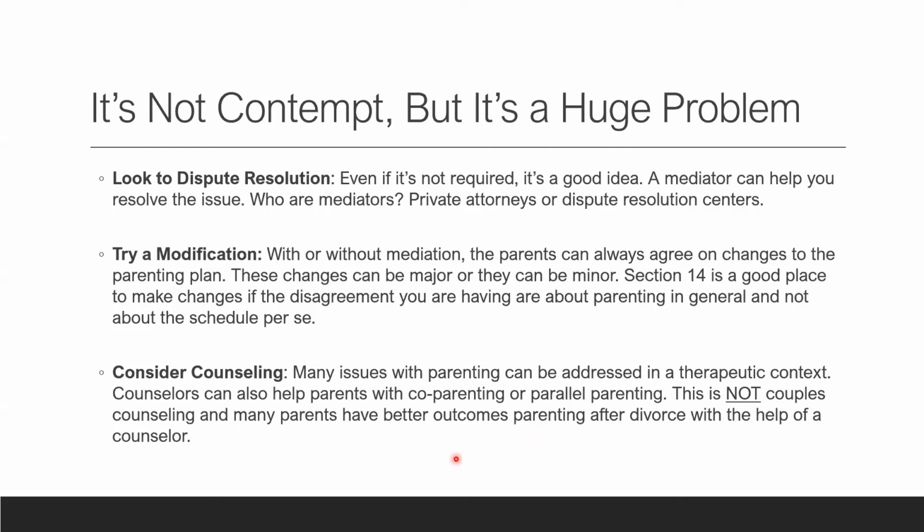Also consider counseling. I have seen countless issues that have come up on parenting plans that can be resolved with counseling. This can either be co-parenting counseling, which is where the parents try to get on the same page, or parallel parenting, which is where the parents have different rules in each household, but neither household is interfering with the rules or the way that the other parent is conducting parenting. Also, children often have a hard time with divorce and can benefit from counseling for themselves as individuals.